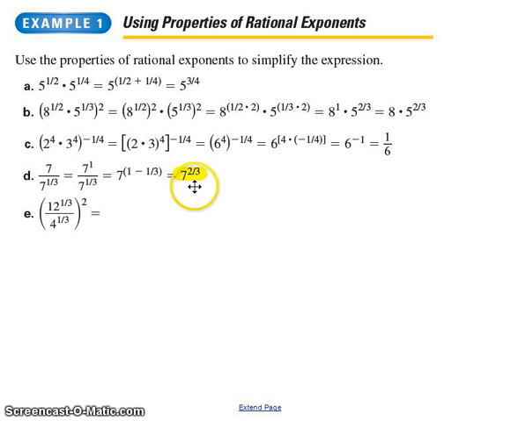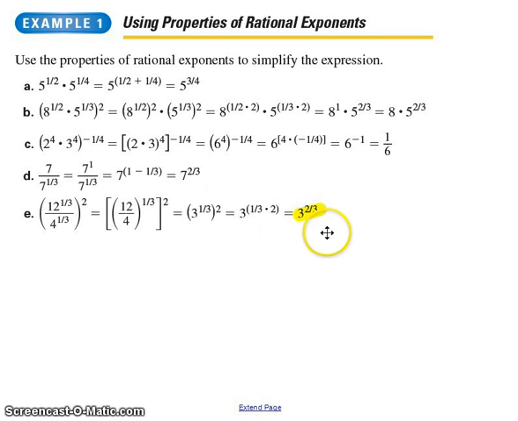And this last example here, both these bases are both raised to the 1/3 power. So I could call it 12/4 to the 1/3 power. Well, I know what 12/4 is. That's 3. And 3 to the 1/3 power to the 2nd power, I can multiply the 1/3 times the 2. And I finish off with 3 to the 2/3 power, and there's no farther I can go with this one.